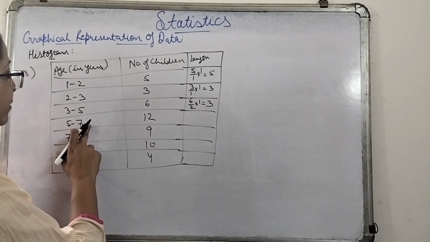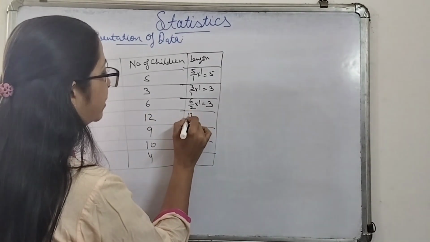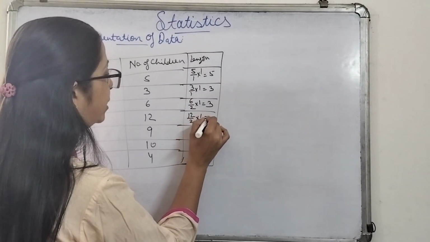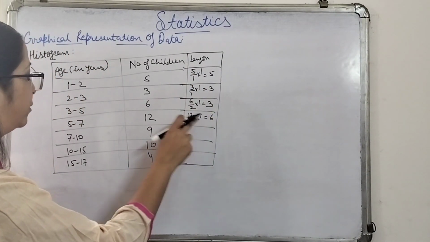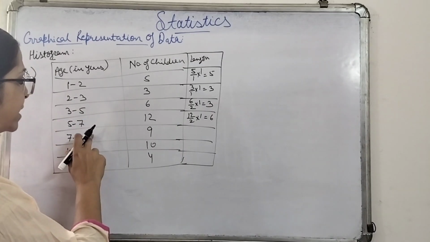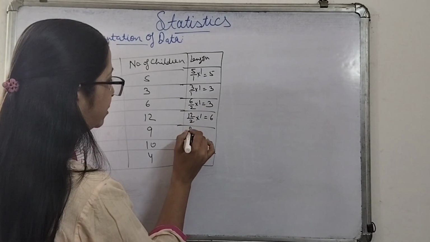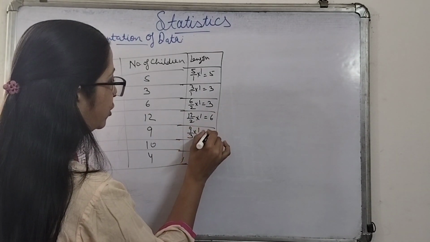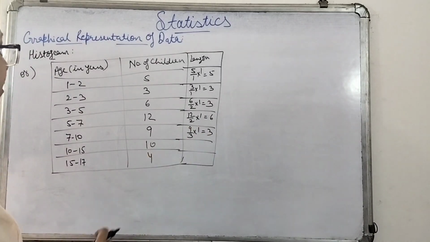Then here 5 to 7, again the class size is 2, so it will be 12 divided by 2 multiplied by 1, that is 6. So the length of the rectangular bar will be 6 in this case. From 7 to 10 the class size is 3, so the length of the rectangular bar will be 9 divided by 3 multiplied by 1, that is 3. The length of the rectangular bar will be 3, it won't be 9, it will be 3.